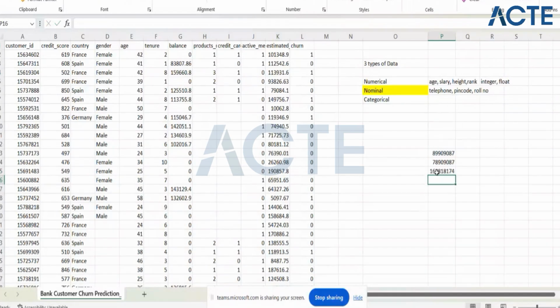Does it make any sense? You tell me. No, sir. Any of you? Okay. Why doesn't it make any sense? Because these are just for the representation purpose.